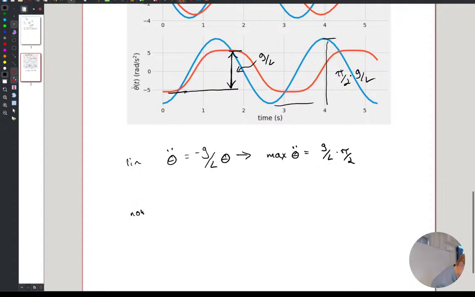And nonlinear, theta double dot is negative g over L times sine of theta. For max theta double dot, what's the maximum value sine of theta can be? 1. So the max that I can possibly get is negative g over L. And if I have a smaller angle, like maybe theta only goes to 45 in yours, the max would be sine of 45. That would be your max acceleration.